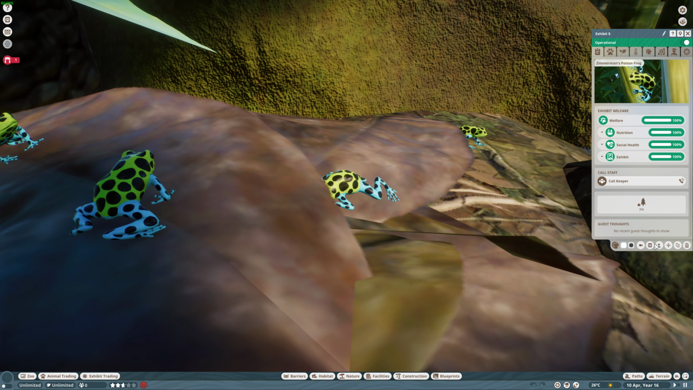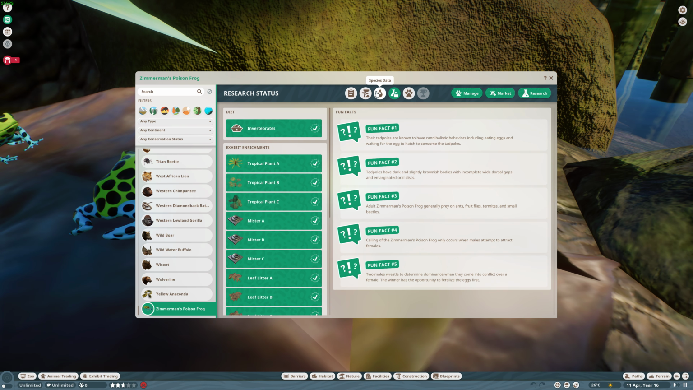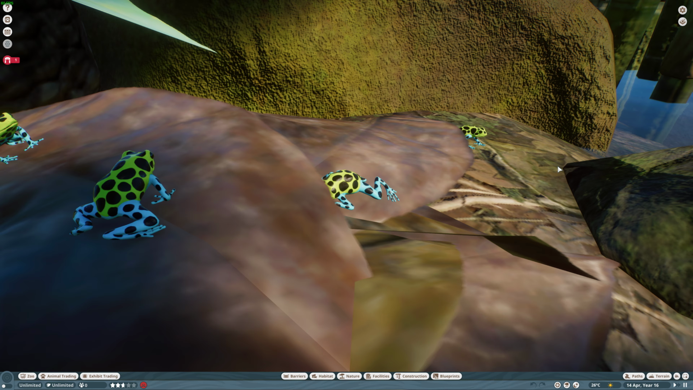We'll have a look at the Zoopedia to get a better look. Tadpoles can be cannibalistic, yeah, we mentioned that. Solid brown bodies. Yeah, we already mentioned all that. But yeah, another really cool species of dart frog.